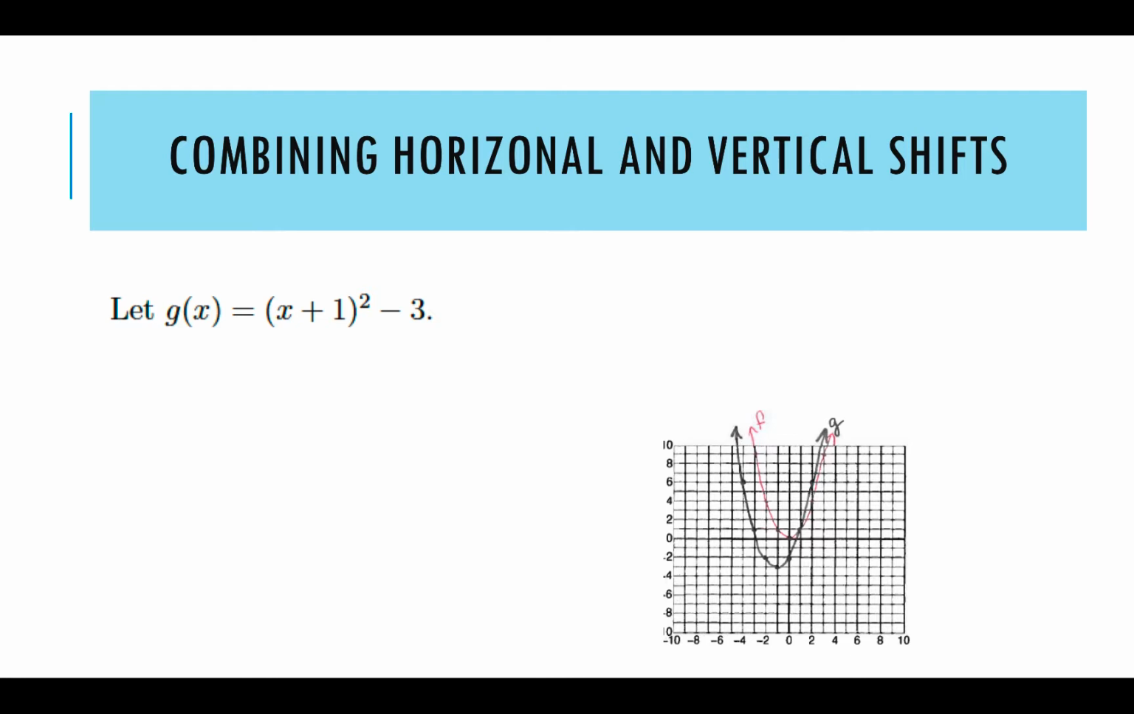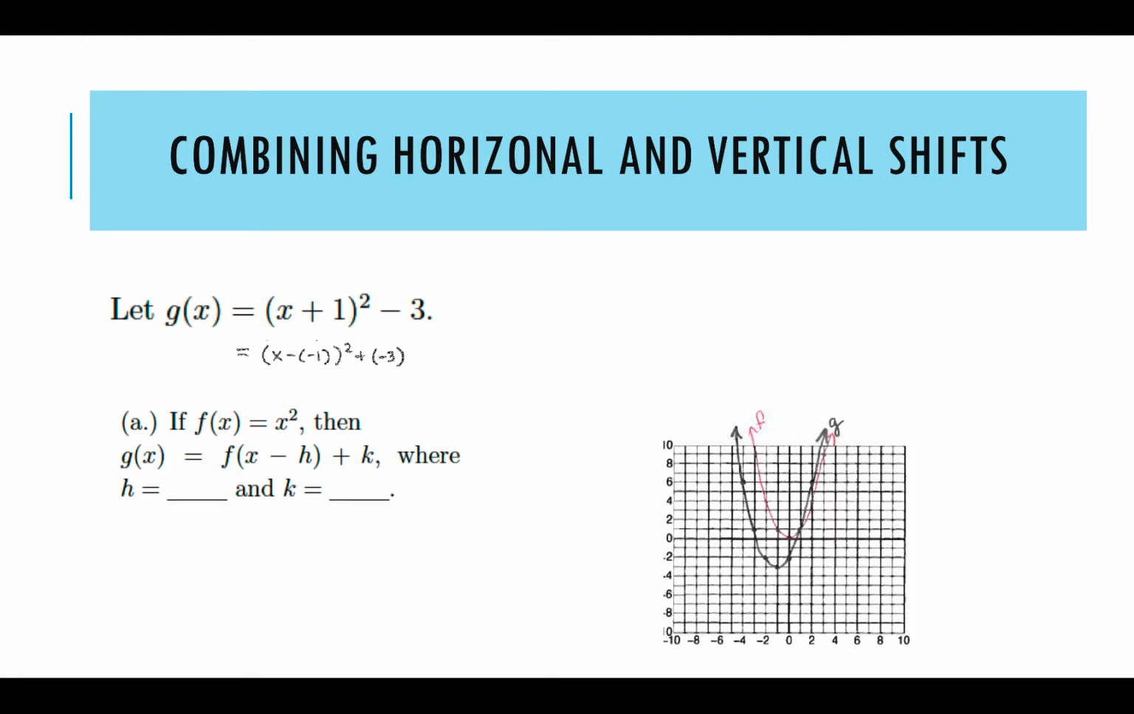Okay, so here we have a function. g of x is quantity x plus 1, quantity squared, minus 3. First of all, I want to think of it in this way. I want to try to find an h and a k, so that if I take x minus h, that turns into an x plus 1, and my plus k turns into a negative 3. If I rewrite this as x minus negative 1, quantity squared, plus negative 3, then it will simplify into the function that I was given originally. So h is negative 1 and k is negative 3.